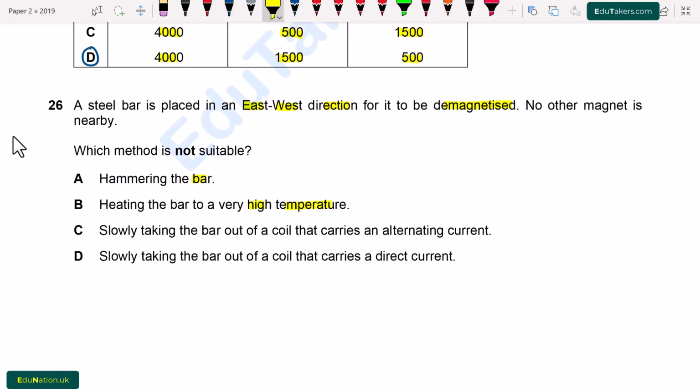C, slowly taking the bar out of the coil that carries an alternating current. D, slowly taking the bar out of the coil that carries a direct current. Direct current cannot be used for the magnetization and demagnetization. So option D is correct. By slowly taking the bar out of the coil that carries the direct current, we cannot demagnetize the steel bar. That's why option D is correct.